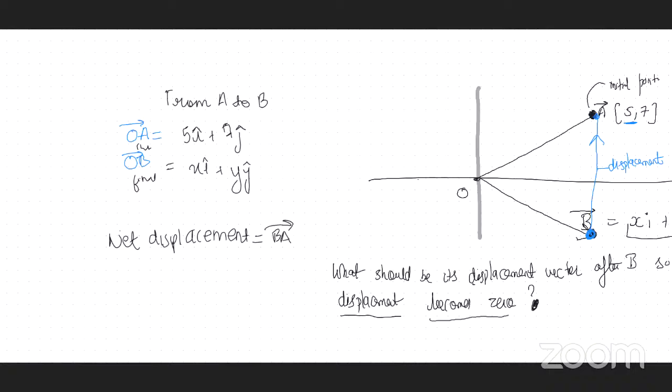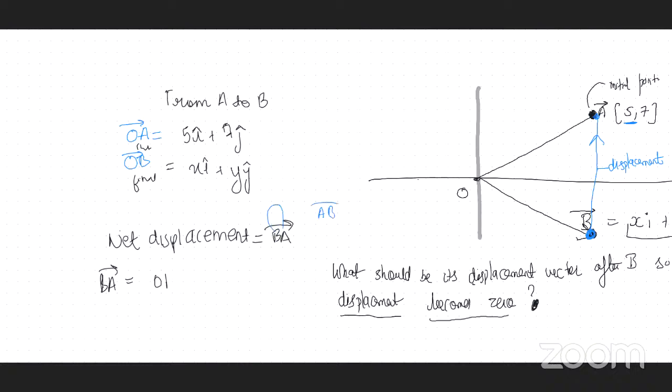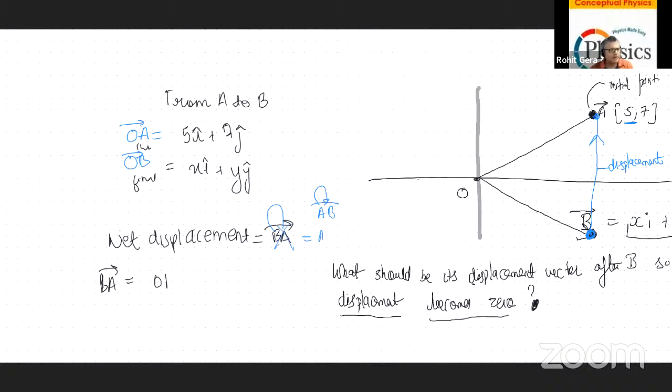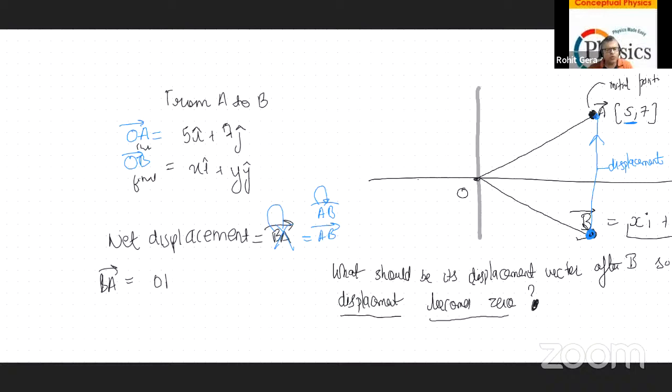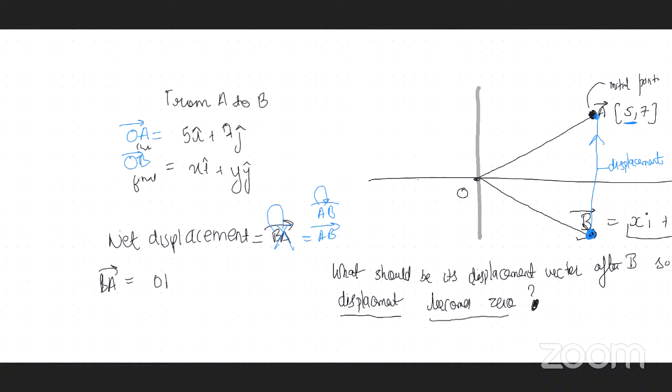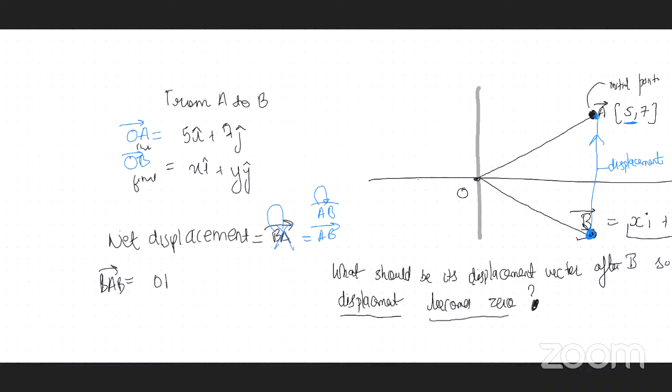When you move from A to B, I will write it as AB. BA shows you moved from B to A. AB shows you moved from A to B. This is wrong, it should be AB. Oh, I thought you drew the arrow like this. My question was, what should we do to go back to the same position? First, at least move from A to B.